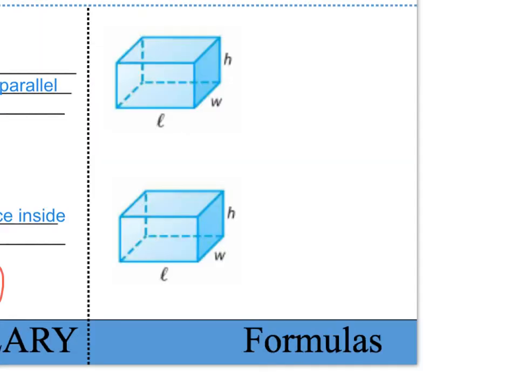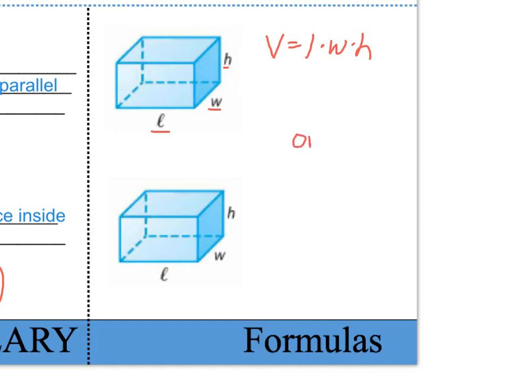So in order to figure out the volume of a rectangular prism, you're going to need to know three different pieces of information so that we can plug it into our formula. We're going to need to know the length, the width, and the height. So let's use this formula. The volume is going to equal the length times the width times the height.